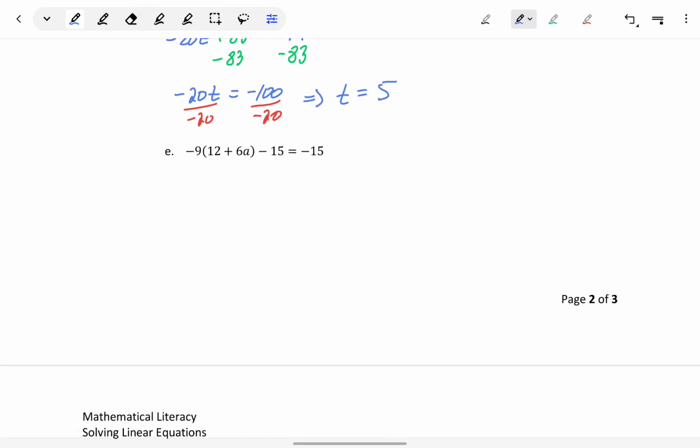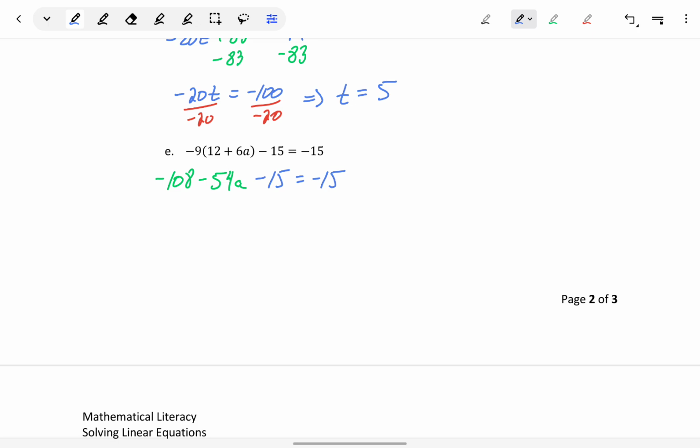In part E, we have a problem that's actually quite similar to part D. The order is just flipped around. We'll still start off with this distributive step. So distributing negative 9 through the set of parentheses will give us negative 108 minus 54a minus 15, which in our first step doesn't change, set equal to negative 15.